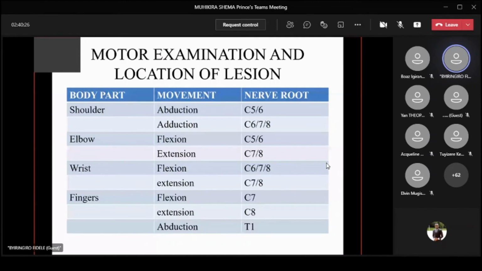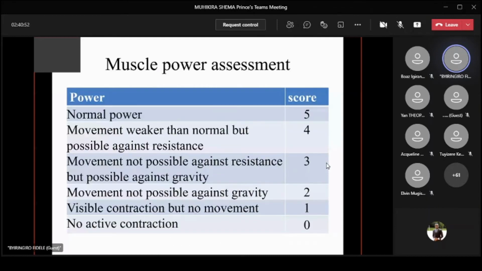So for the muscle power assessment, there is a 5-point power score. 5 is normal power, normal muscle movement. 4 means the movement is weaker than normal but possible against resistance. 3 means possible against gravity but not against resistance. 2 means there is no movement against gravity. 1, there is visible contraction but no movement at all. 0 means there is no active contraction at all. And at this level of 0 is when we can call the muscle paralytic.